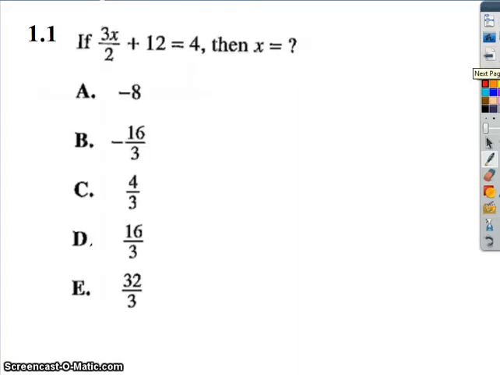First question is basic algebra. I want you to solve for x. So remember, when you solve an equation, you're trying to get x by itself. You want to get rid of your addition and subtraction first, and then get rid of your multiplication and division. So I'm going to rewrite the equation out to the side.